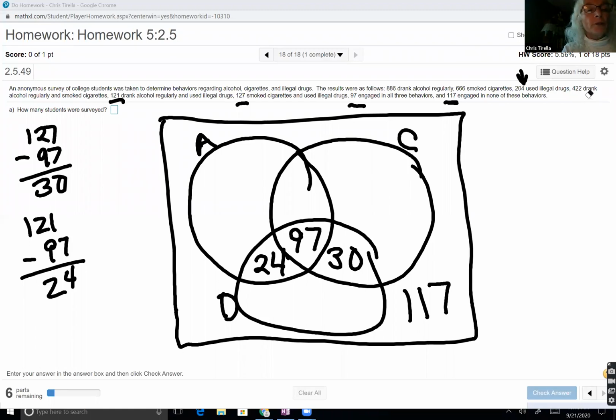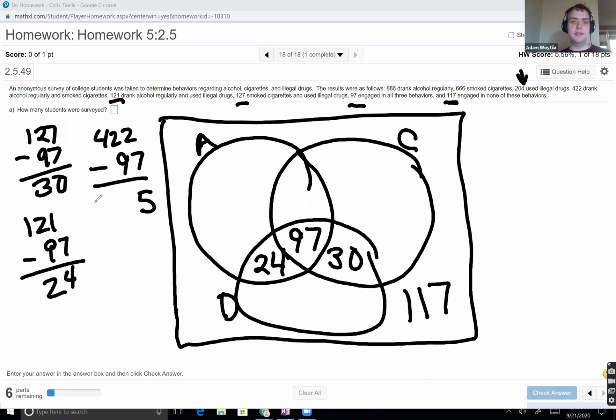The 422 did alcohol and cigarettes, and so alcohol and cigarettes is this region here. So I'm going to take that 422 and I need to subtract the 97 that are in there already. And so 422 minus 97 is 325, is what I got.